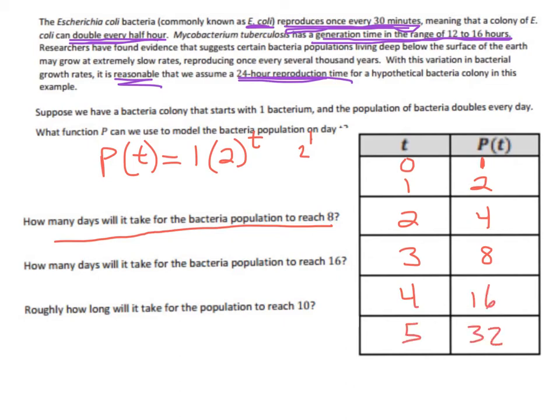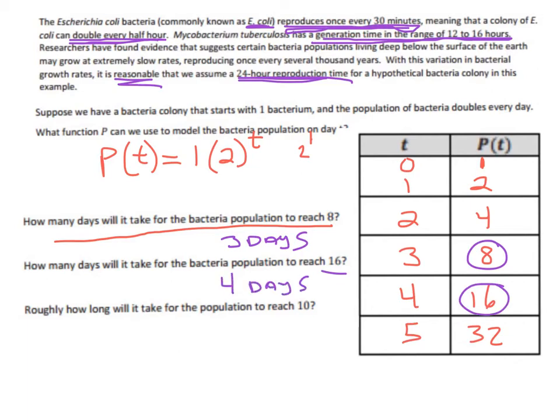Alright, and we can keep this process going. It asks how many days it will take for the population to reach 8. Well, here's your 8 right here. So how many days did it take? 3 days. How long will it take to reach 16? Well, you see that right there. So that's 4 days.